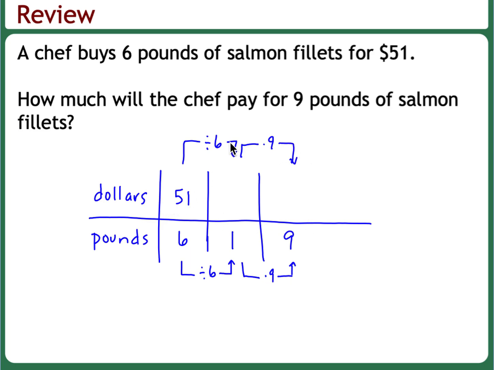All right, so 51 divided by 6, that's going to be $8.50. And then if we go ahead and multiply that by 9 to scale up for 9 pounds, let's see, that's going to be $76.50. All right, so it's going to be $76.50 for 9 pounds.